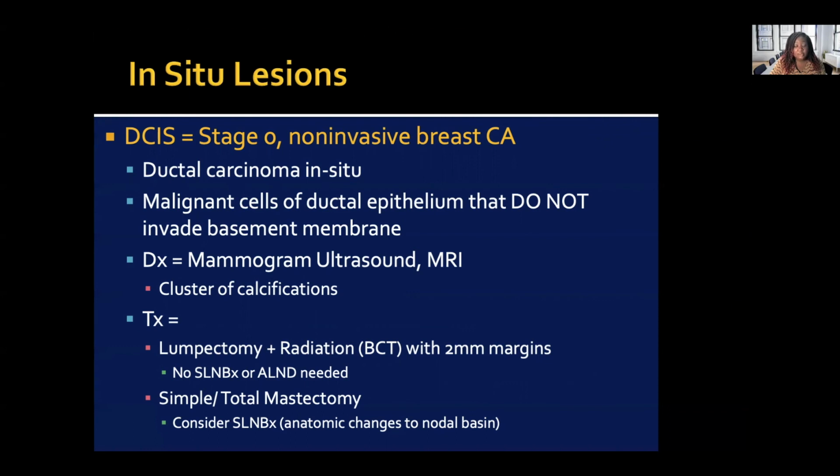You diagnose it with mammogram, ultrasound, or MRI, and usually you'll see a cluster of calcifications. Treatment of DCIS includes lumpectomy and radiation. We consider this breast conservation therapy, or BCT. However, if the patient undergoes a simple or total mastectomy, we usually want to consider a sentinel lymph node biopsy on these patients because the anatomical changes to the nodal basin may be altered when you want to come back and do a sentinel lymph node biopsy.